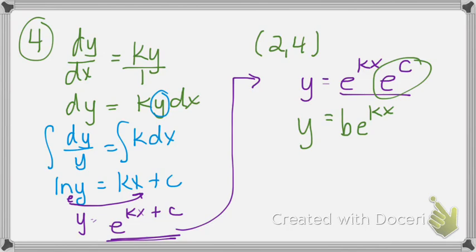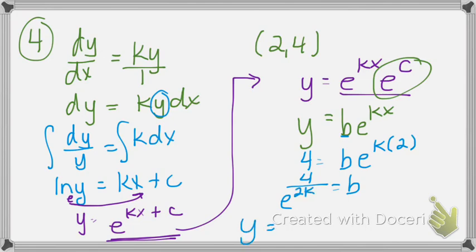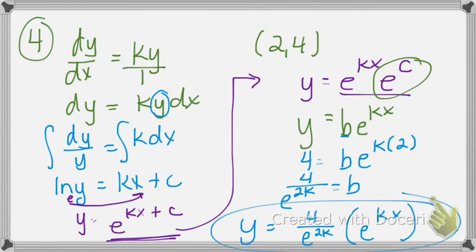Now, if I plug in the 2 and the 4, we're actually not going to be able to solve it very well. I want to solve for b because that's the thing I'm looking for. I'm just going to have to leave it as 4e to the 2k. So that means y is going to equal 4 over e to the 2k times e to the kx. And it's not a pretty equation, but that's the equation of that formula.